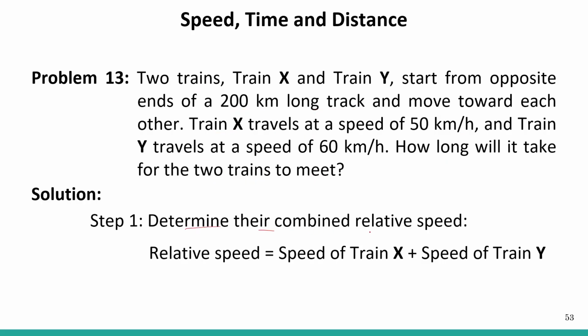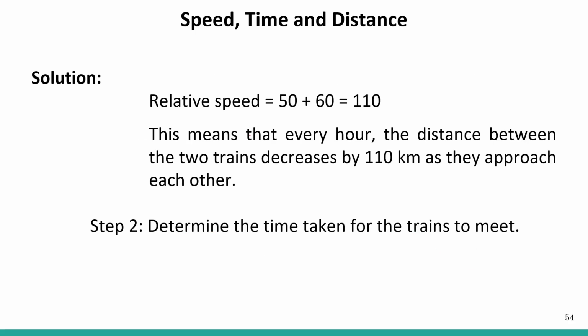So determine their combined relative speed. So relative speed is equal to what? Speed of train X plus speed of train Y. So relative speed will be 50 plus 60 is equal to 110. So this means that every hour the distance between the two trains decreases by 110 km as they approach each other.